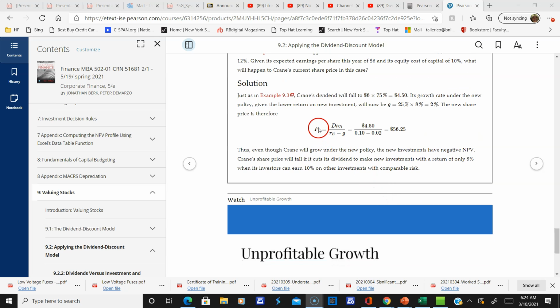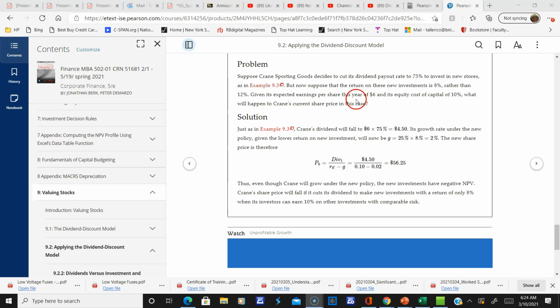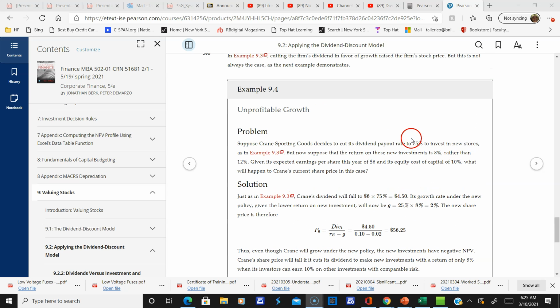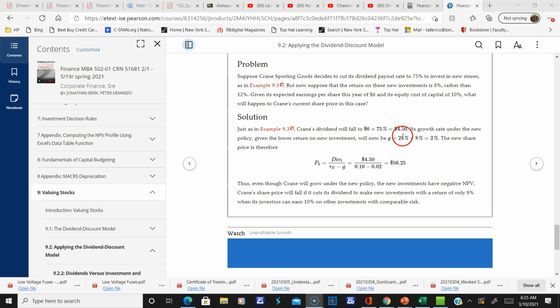If you go through this solution, the dividend is going to fall to $4.50, right? They're only paying out 75% of the $6 of their expected earnings. So its growth rate under the new policy, with this lower return on new investment, will now be 25% of 8%, which is 2%, right? Because it's going to have a return on new investments of 8%, and 25% you're going to keep.